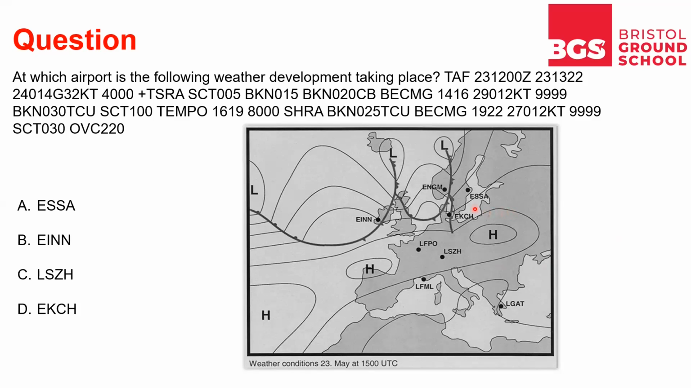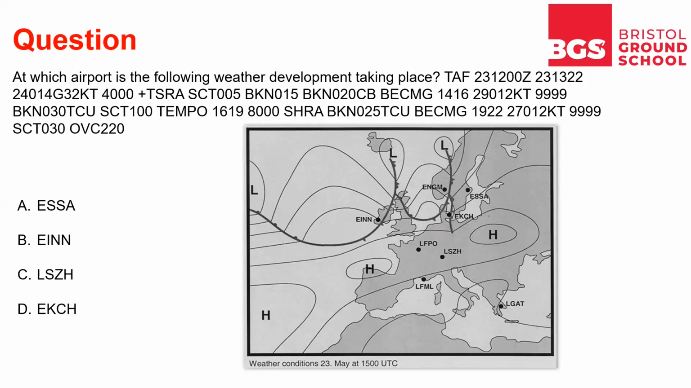Echo India November November is Shannon in the southwest of the Republic of Ireland. Lima Sierra Zulu Hotel is Zurich, and Echo Kilo Charlie Hotel is Copenhagen Kastrup in Denmark. So which of those airfields does that TAF relate to?